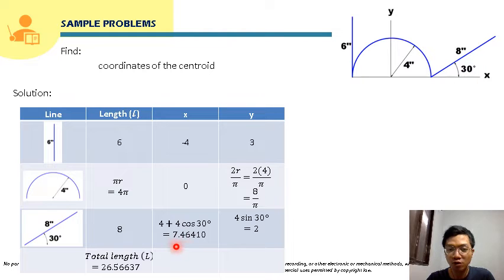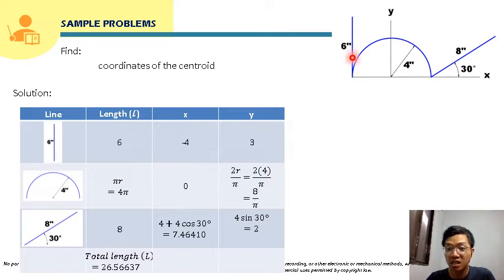Okay, so the value for that will be 7.46410. This will now be the x-coordinate of this component part of the composite line. For the y-coordinate of this 6 inches line, its centroid is at the center of this line, which is here. So the y-coordinate of this line will be the distance measured vertically from the reference point.